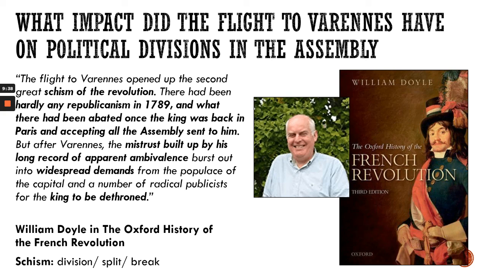And this is a key idea, this idea that the revolution is becoming fractured. So we're no longer talking about a unified group of revolutionaries against the monarchy. Increasingly, some of the revolutionaries, the more moderates, want to keep the monarchy. Others want to remove it altogether, and that's crucial in understanding why the revolution enters this more radical phase as we go into 1792-93.